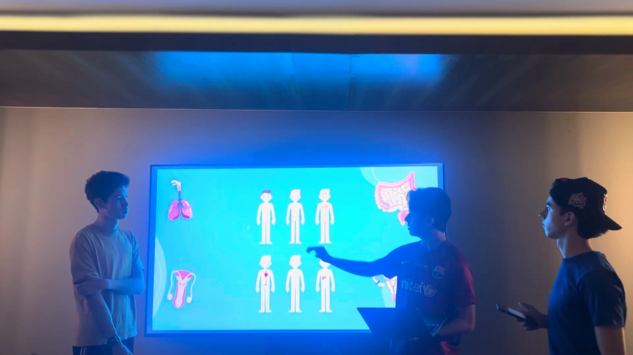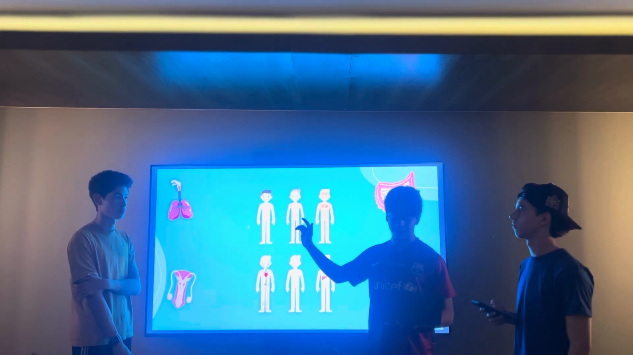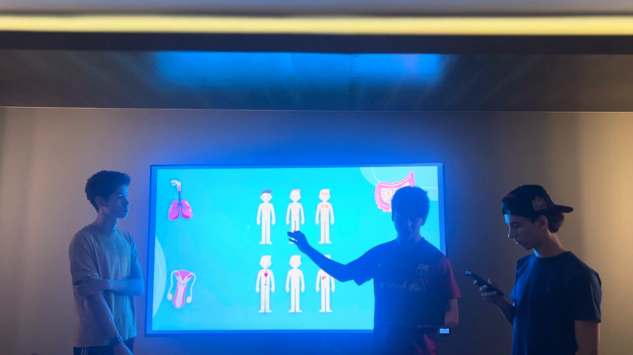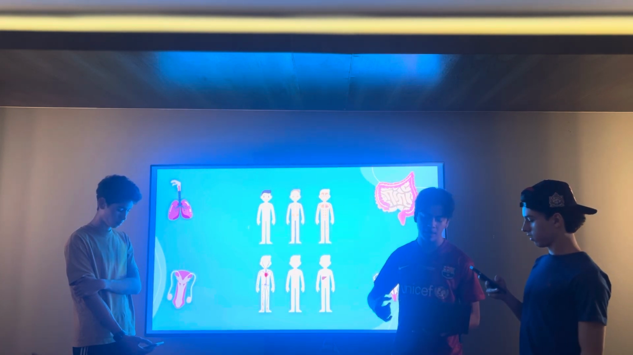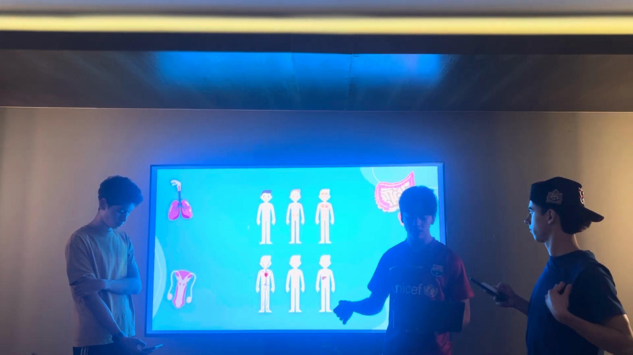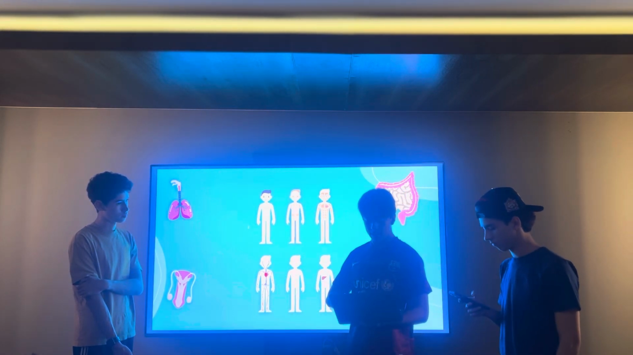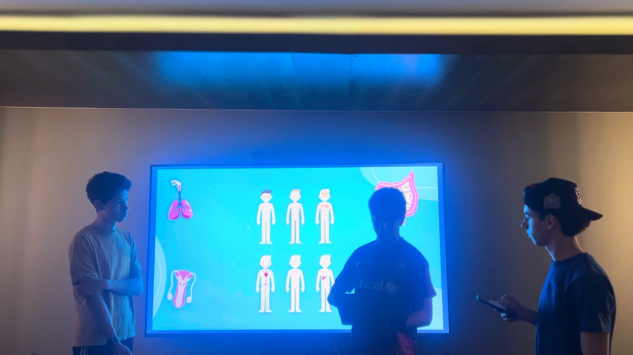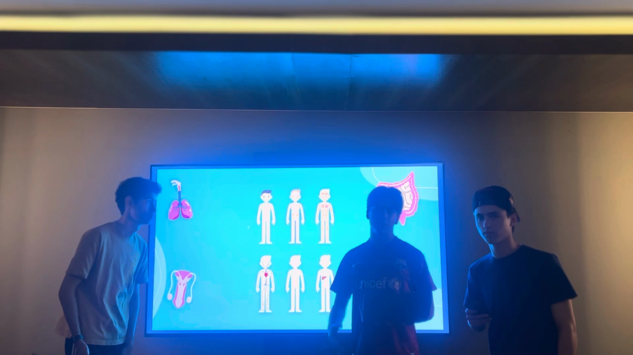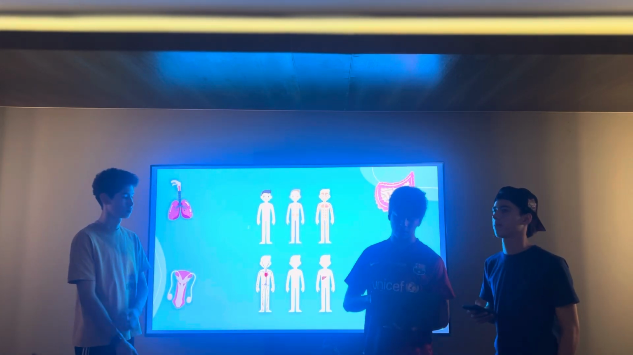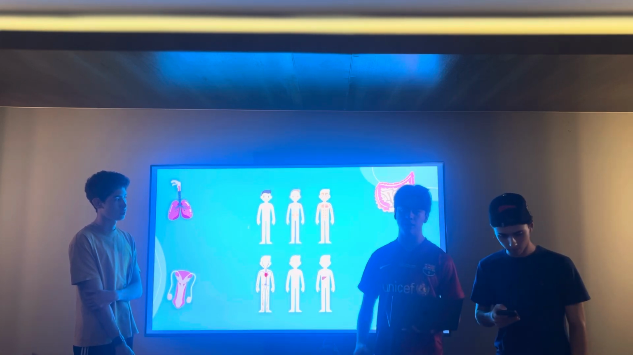Starting with the skeletal system, this is made up of bones, joints, cartilage, and ligaments. Next, we have the muscular system, which is made up of skeletal muscles, smooth muscles, and cardiac muscles. Then we have the circulatory system, whose main components are the heart and blood vessels, which are the arteries, veins, and capillaries.